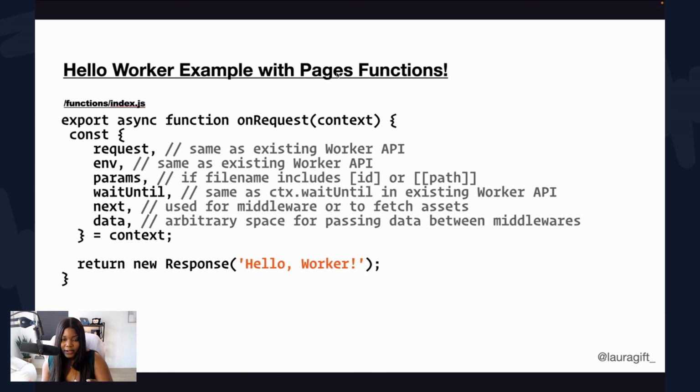But the great thing here, the difference that you can clearly see, is that the syntax with Pages Functions is a little bit different. Here you have an export async function onRequest, and in there we're passing in context. And inside context, you also have some of the properties that already exist in workers, but some that you get out of the box with Functions are the params and the data properties.